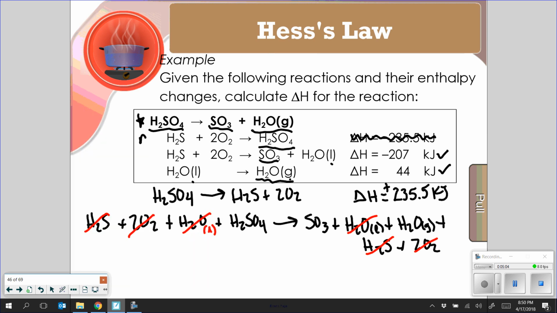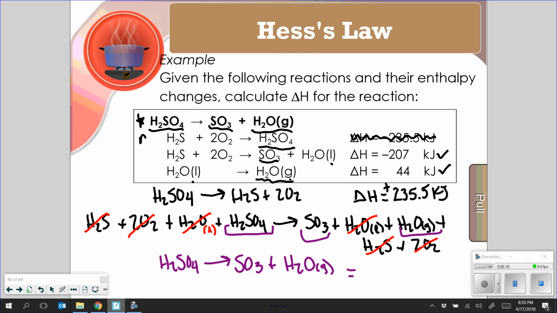Let's go ahead and write purple. I've got this piece, this one, and this one. And if I rewrite that, you will notice that that is my primary equation that I have up here at the top. That's exactly what I was looking for. So in manipulating those three subreactions, I end up with what I'm looking for.